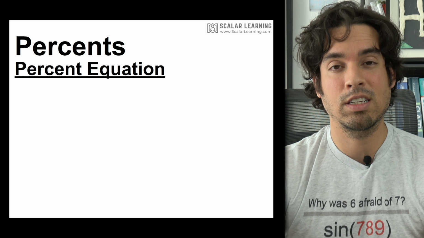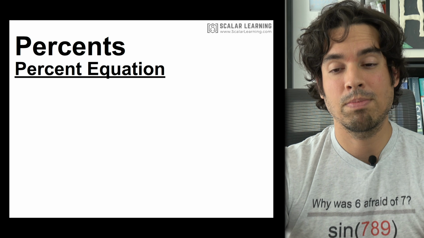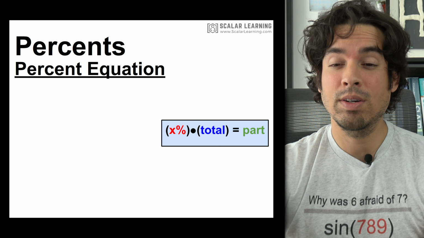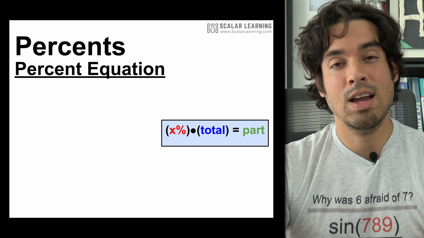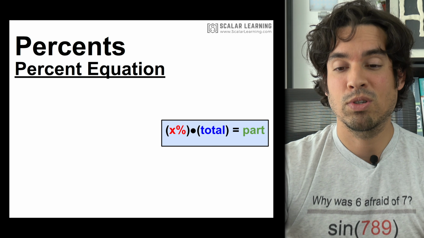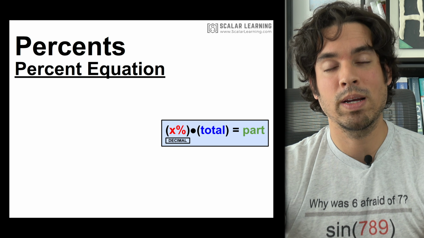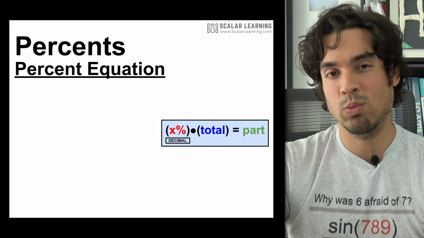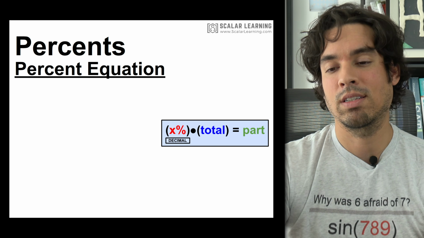When we solve for percents, I like to use something called the percent equation. This is what I highly recommend, especially for SAT level math. The percent equation is very simple: percent times whatever the total is gives me the part. The only thing to remember is the percent goes in decimal format. Like we saw before, 16% is 0.16, and you'd plug 0.16 into this equation.